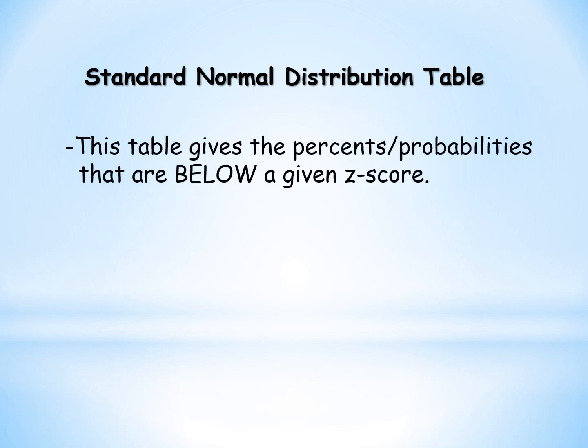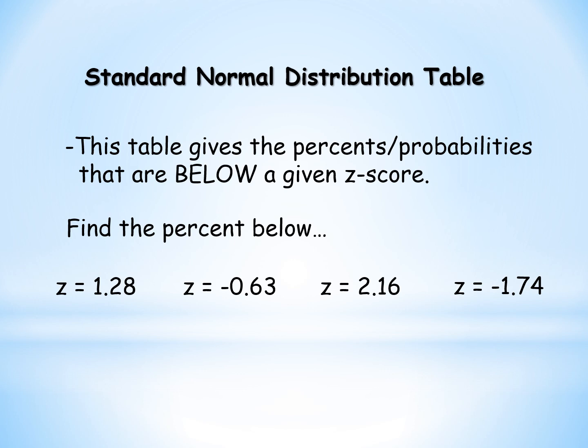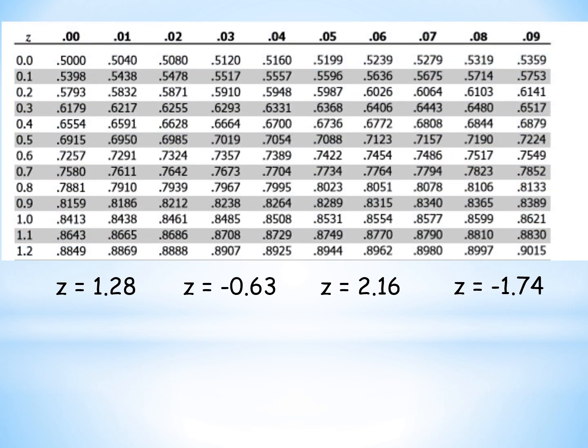So the table gives you the percent and the probabilities that are below a given score. That's really important to remember, that it's always giving you the less than side of the curve. So let's say you wanted to find a percent below a particular z-score. Let's see how we would do this on the chart. If you were given a z-score of 1.28, which means you are 1.28 standard deviations above the mean, you would go to your chart. You'd go to the positive side of the chart because this is a positive number.